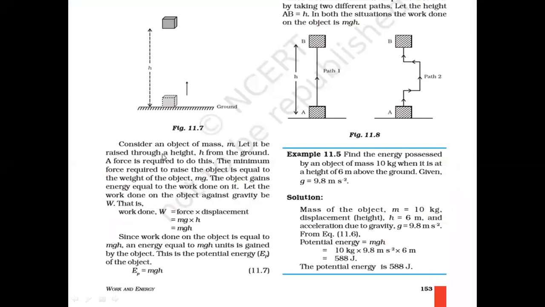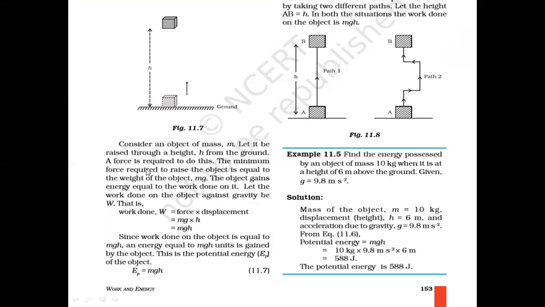Now, they have told us to consider an object of mass m. This is the object, its mass is m, and it is being raised to a height h from the ground. Now, a force is required to do this. Definitely, in order to do work, we require force. So the minimum force required to raise the object is equal to the weight of the object, which is the mass of that object times gravity.